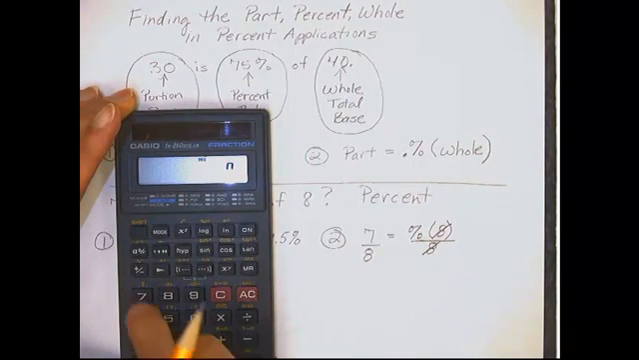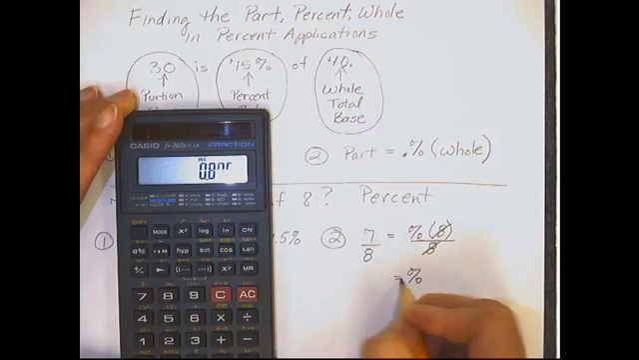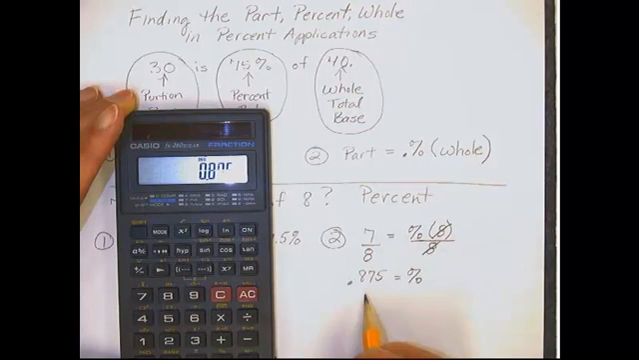So clearing this, we're going to say 7 divided by 8 is equal to, and we ended up having our percent is equal to this decimal, which is 0.875, and to convert that to a percent, we need to move the decimal 2 places to the right, and that would be 87.5%.